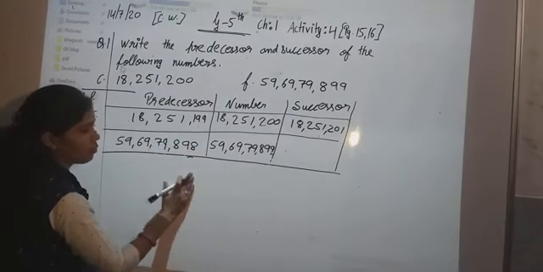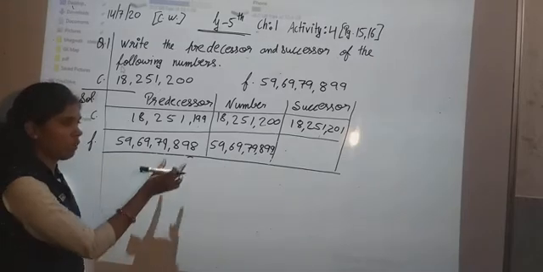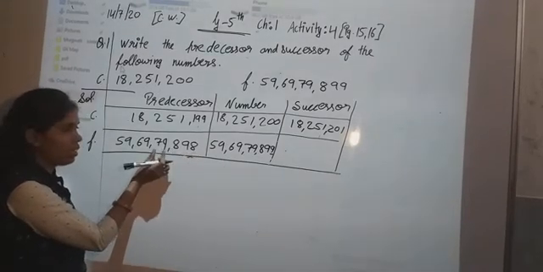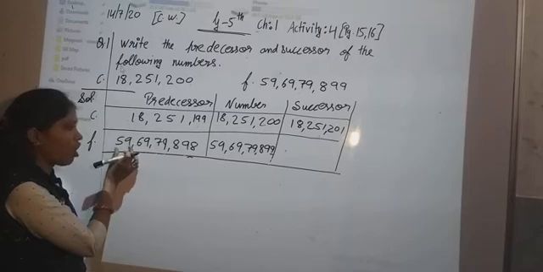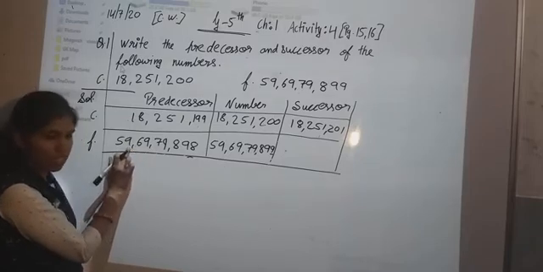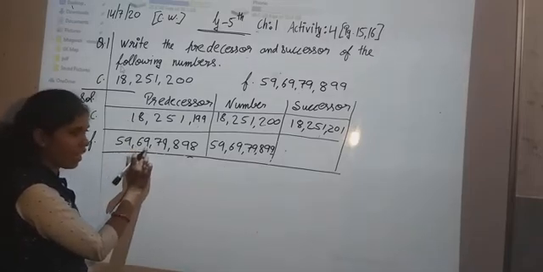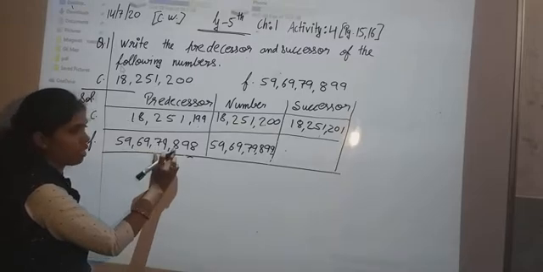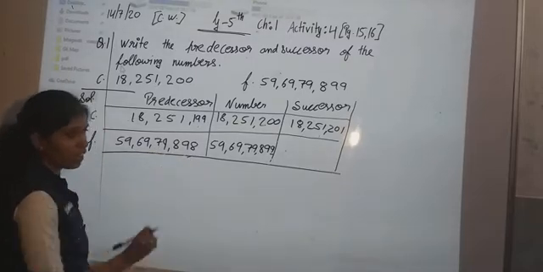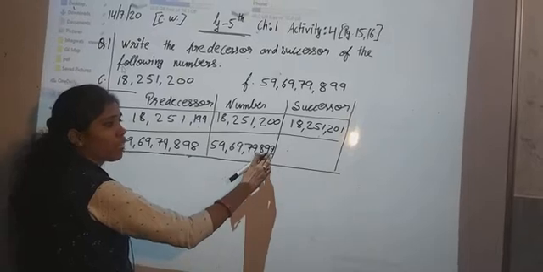898. If you read the number name, this one is 100, 1000, lakh or crore: 59 crore, 69 lakh, 79,898. Now we have to write the successor.